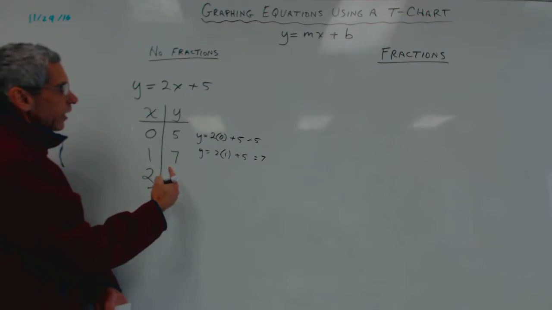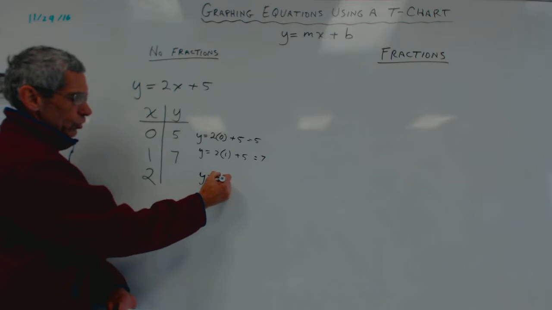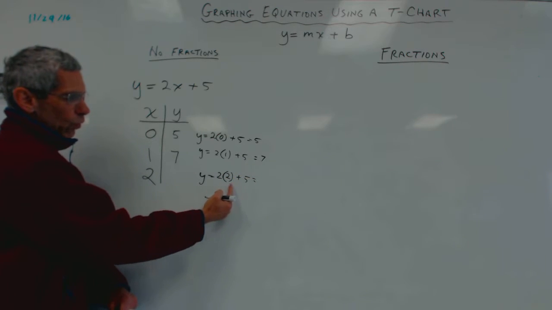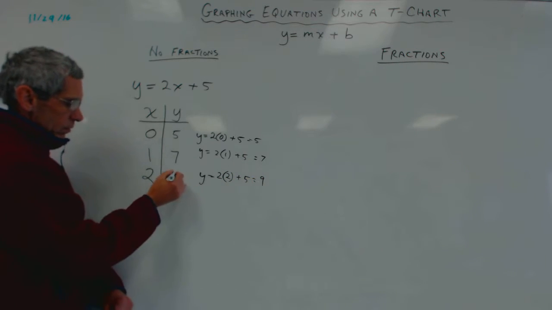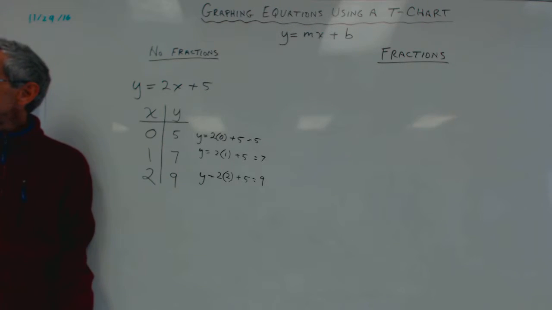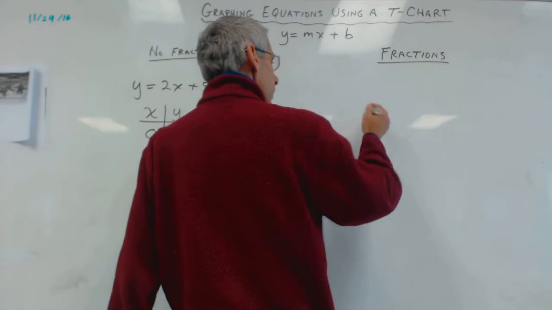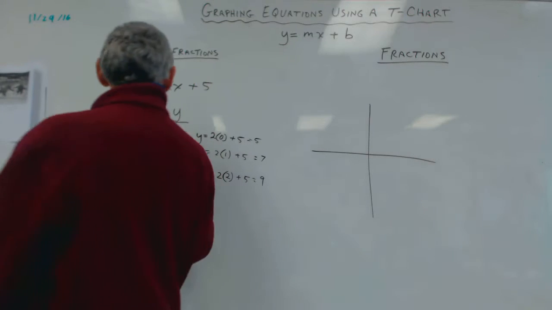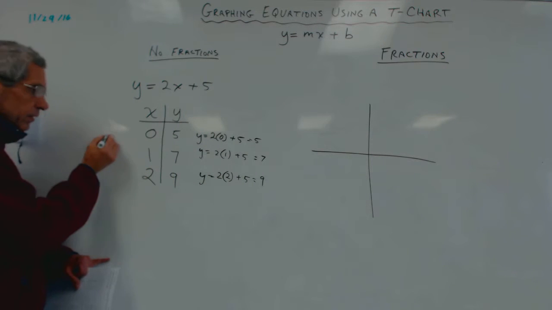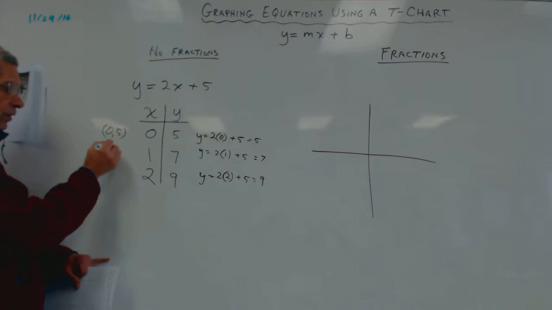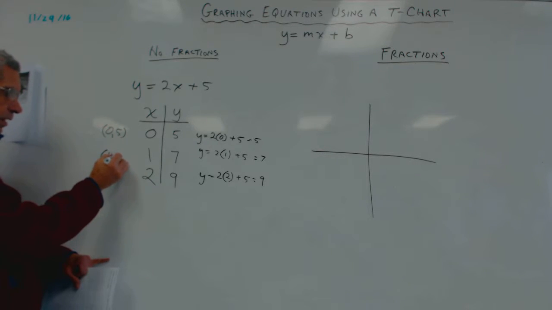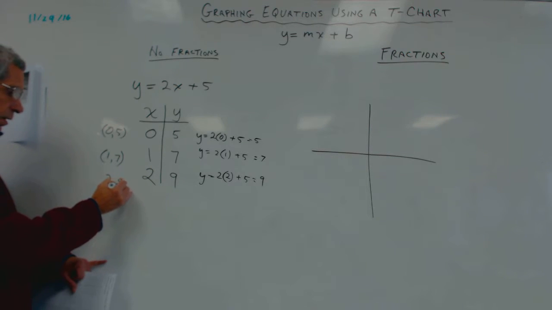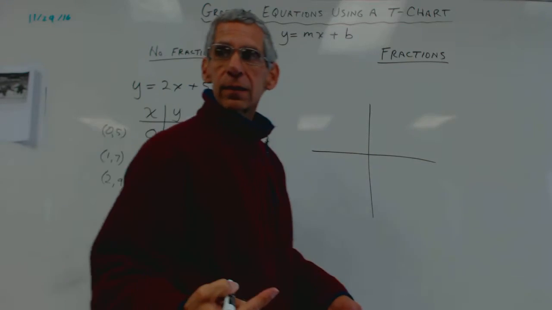All right, if x is 2, y is equal to 2 times x, which is 2, plus 5. So 2 times 2 is 4. 4 plus 5 is 9. So I have 9. And now I just go and graph it. So here's my graph. I've got 0, 5. Remember, these are points. I don't have to keep writing these like this because these are already points in the order that they are. That's why you put the x first and the y second.